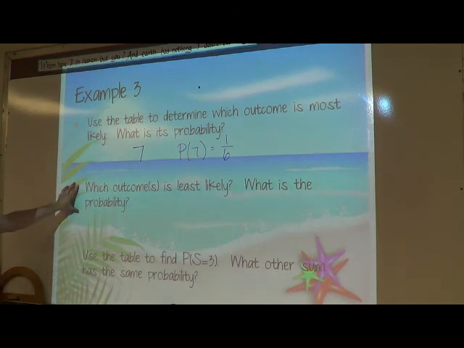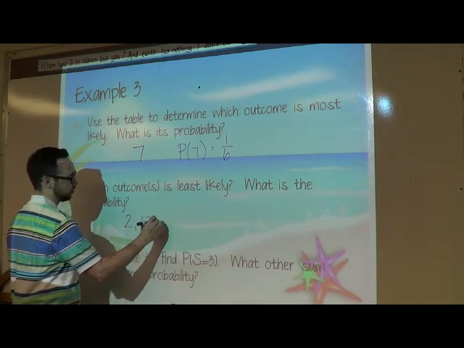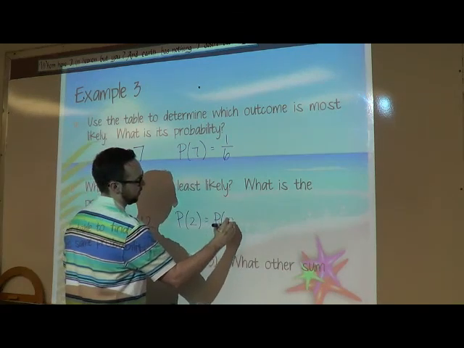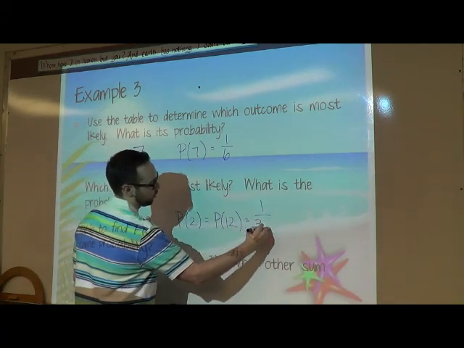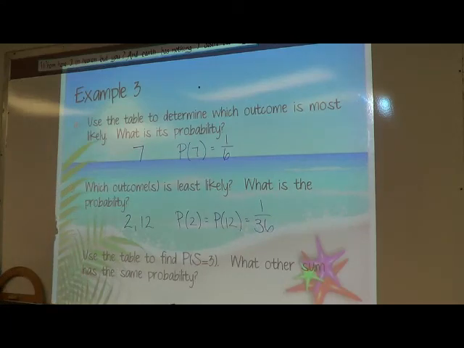Which outcome or outcomes is least likely? Well, that would be either getting a 2 or a 12. And the probability of 2 is the same as the probability of a 12, which is 1 out of 36. There's only one way to get a 2 and one way to get a 12. That's either double 1s or double 6s.